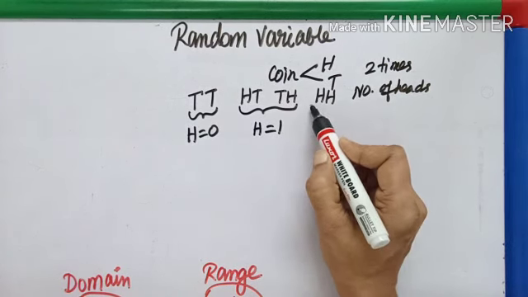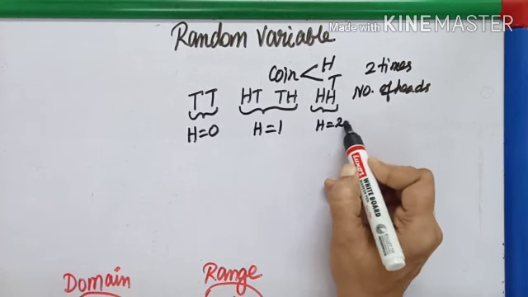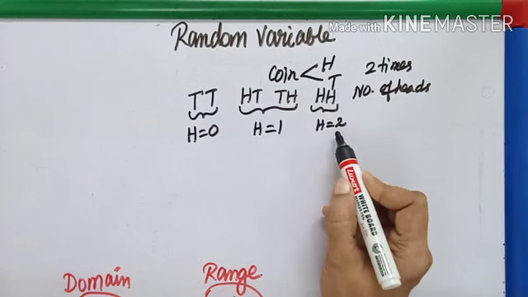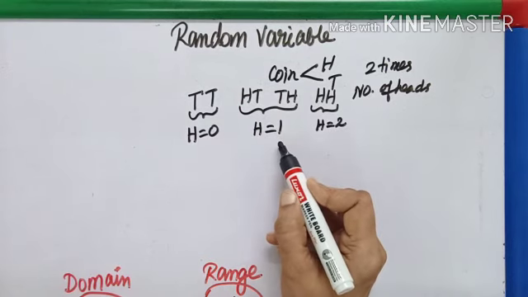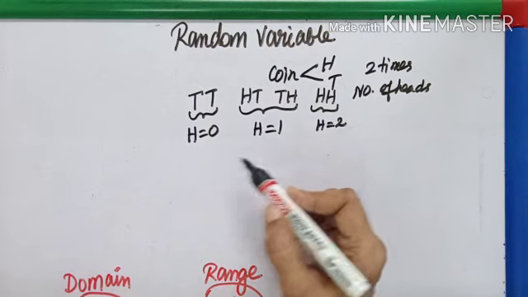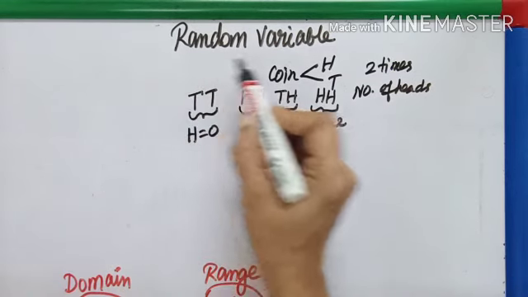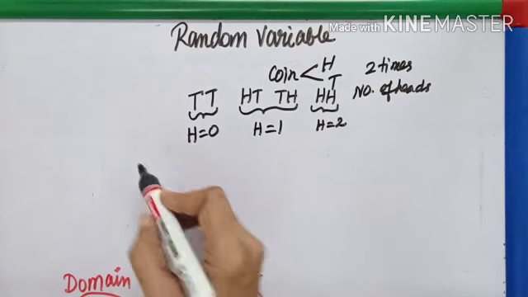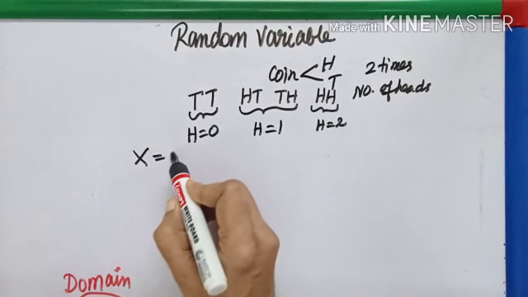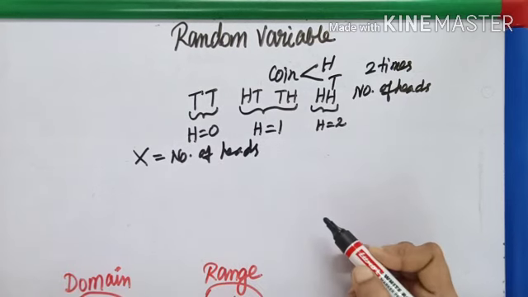In this case, both are heads. So h is equal to 2. Number of heads is 2. Number of heads is 1. And number of heads is 0. This number of heads I declared as a random variable. So what would be my x values? X I declare number of heads.